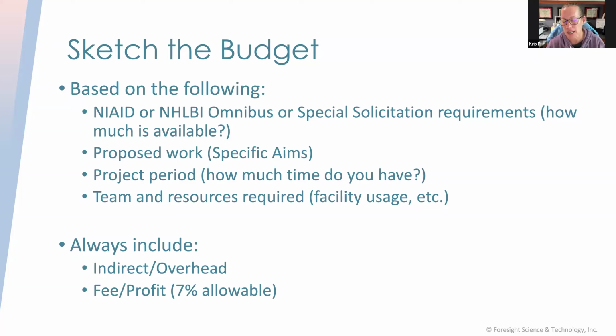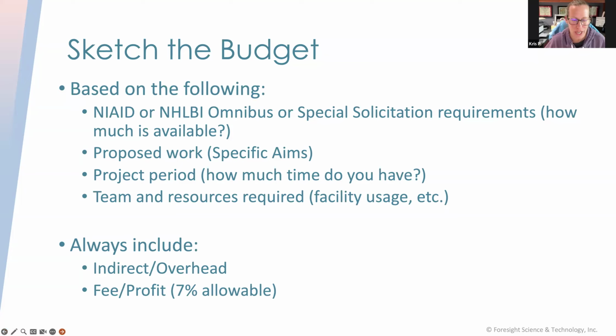If you're doing an STTR, or even an SBIR, how much of the budget are you going to allocate to your research partner? Look at the requirements of the solicitation that you're applying to. Think about the specific aims. The budget, again, needs to align with those aims. It needs to be reasonable and aligned. How much time do you have?